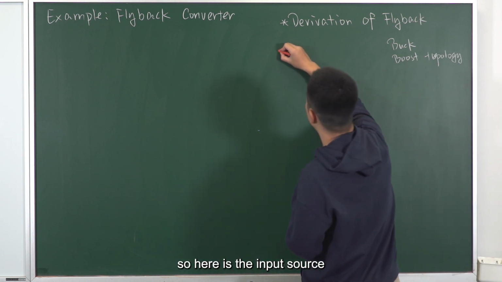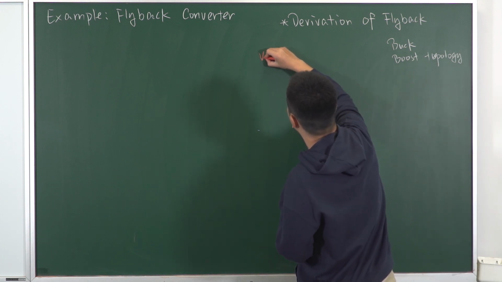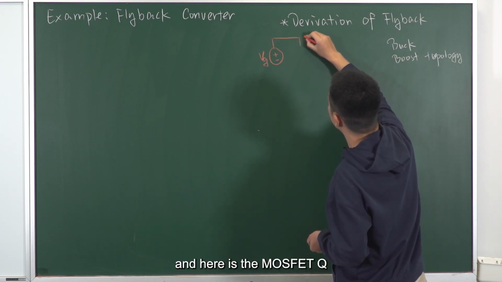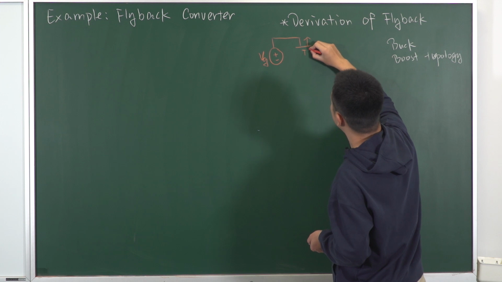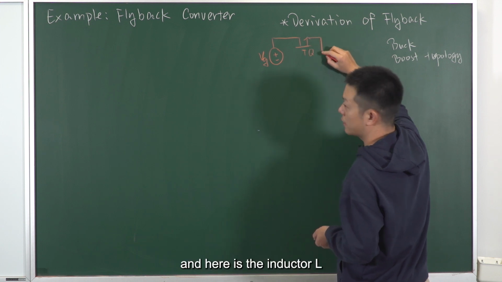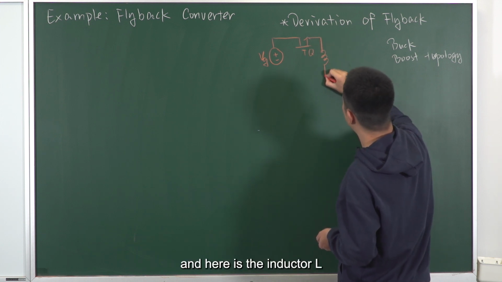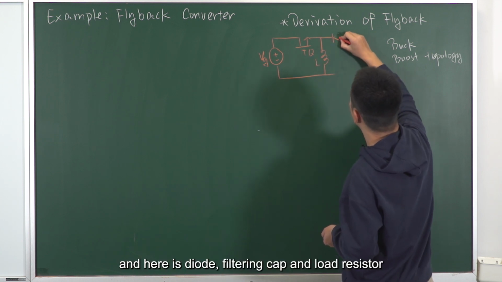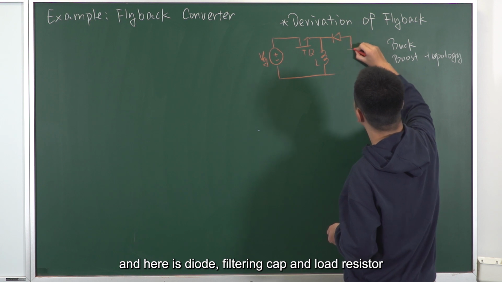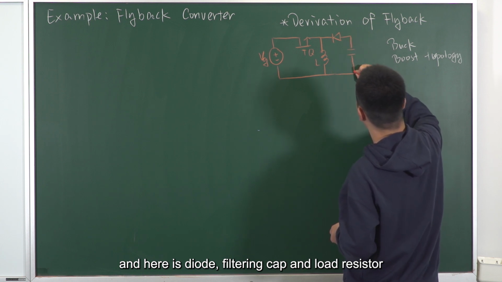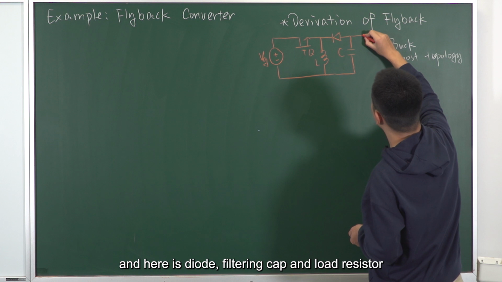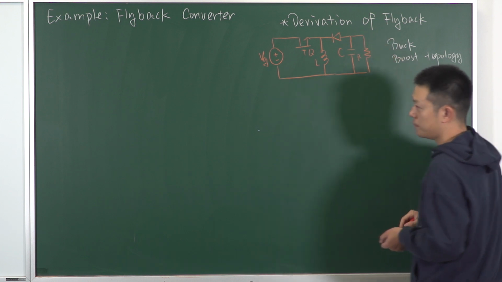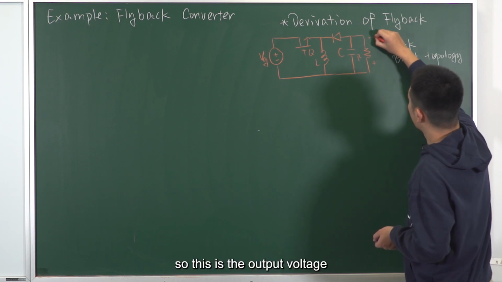Here is the input source, and here is the MOSFET Q, and here is the inductor L, and here is the power diode, filtering cap, and load resistor. So this is the output voltage.